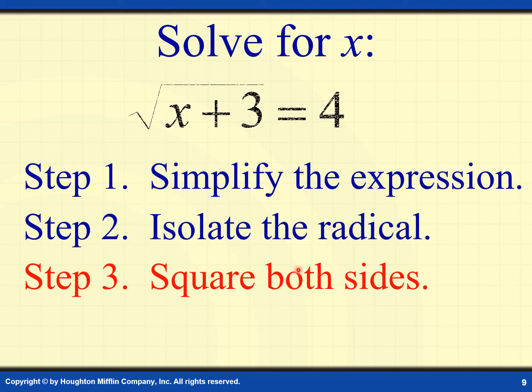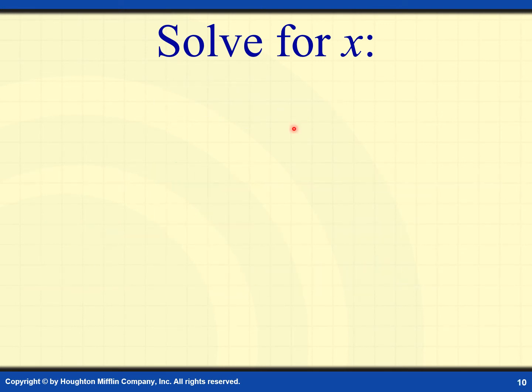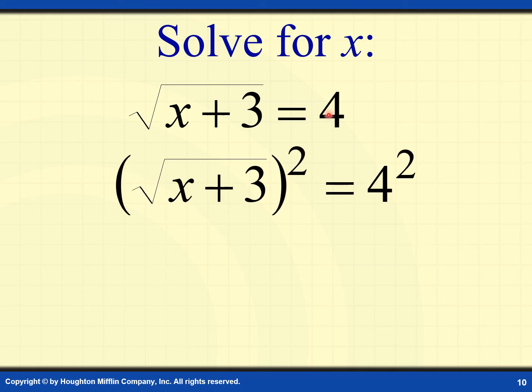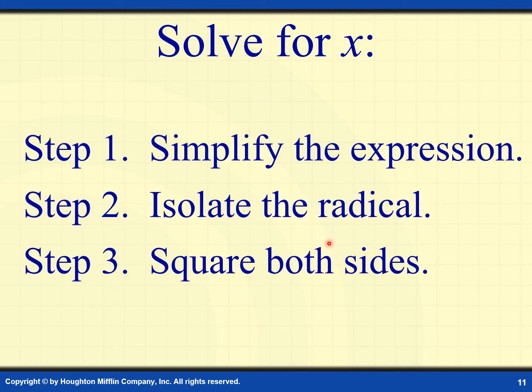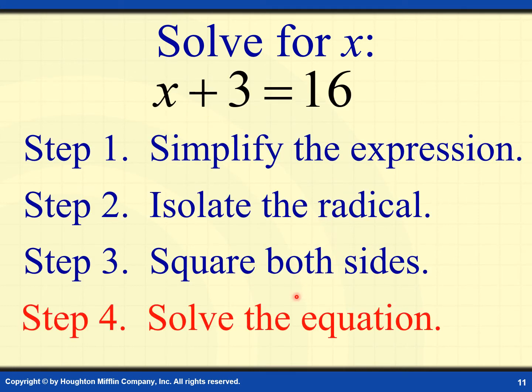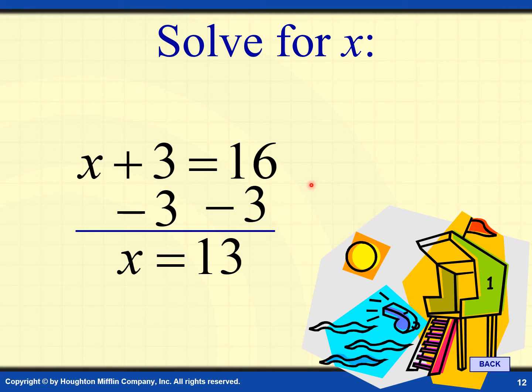Yun. Tapos, step number 3 is square both sides. So, square both sides daw natin yan. So, magiging x plus 3, or square root of x plus 3 is equal to 4 squared. Magiging x plus 3 equals 4 times 4, 16. Ilipat natin si 3. So, ang magiging sagot po natin, solve the equation, ay equal to 13. Kasi pag nilipat mo to, magiging negative. So, 16 minus 3, that is equal to 13.